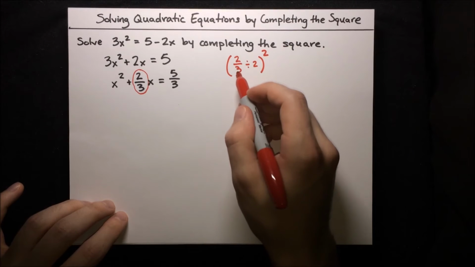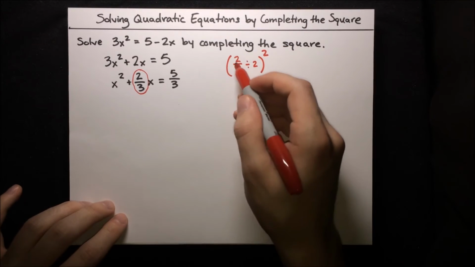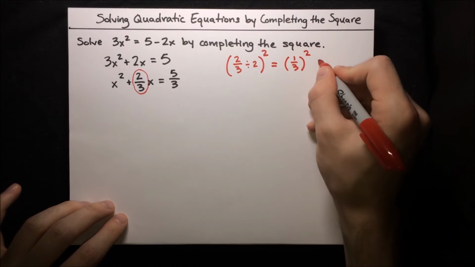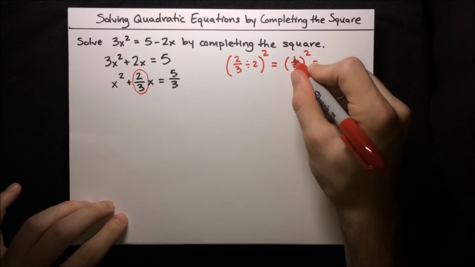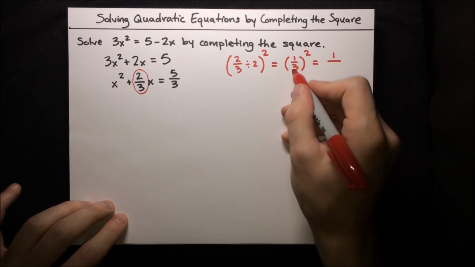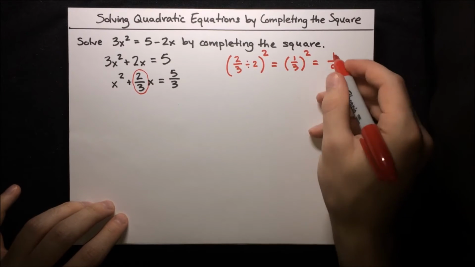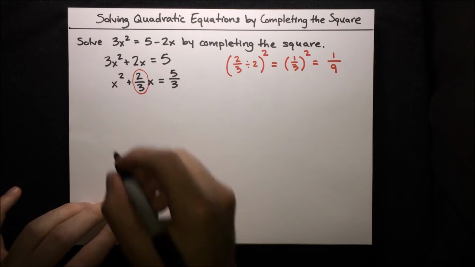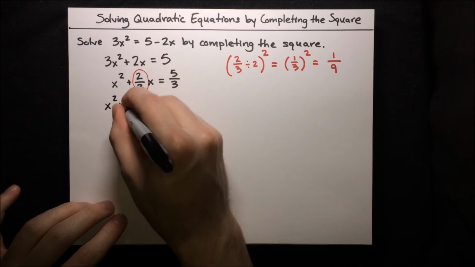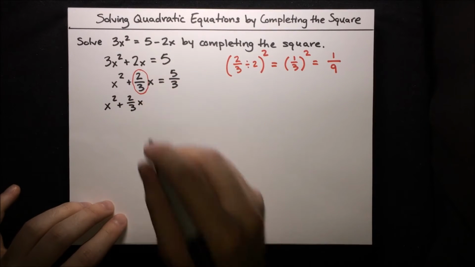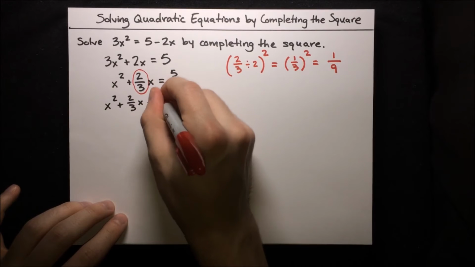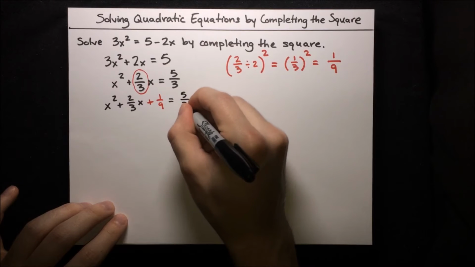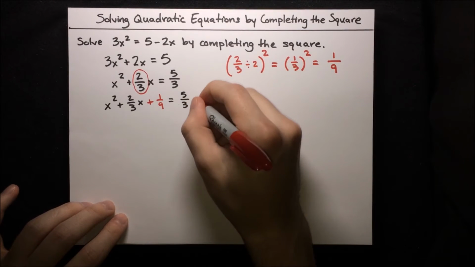So let's go ahead and compute this. 2/3 divided by 2, well, half of 2/3 is just 1/3. So that's 1/3 squared, and 1/3 squared is, well, 1 squared is 1, so that 1 stays on the numerator, then 3 squared is 9. So 1/9 is the number that we want to add to both sides. So let's do that. Add 1/9 to both sides. We get x squared plus 2/3 x, and then plus 1/9 is equal to the right-hand side. We have 5/3 plus 1/9. All right, great.